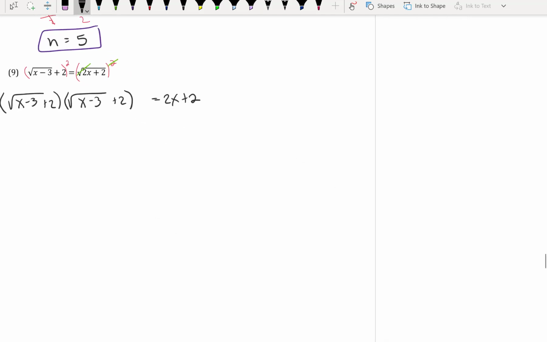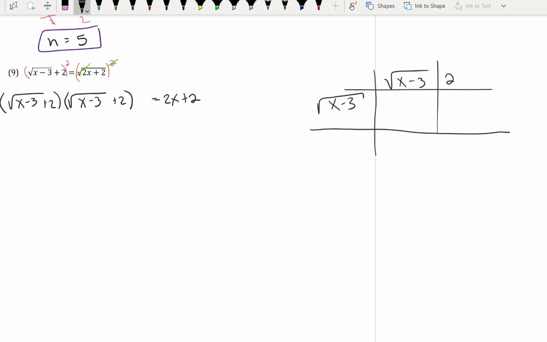Now, when I have a FOIL with radicals, I just like to do the box method. It makes it a little bit cleaner for me. So I'm going to have the square root of x minus 3, and a positive 2. And I have the x minus 3 inside the square root, and a positive 2. So now that's going to be a little bit easier to multiply, or at least easier on the eyes. If you like to FOIL and you're fine with that, go ahead.